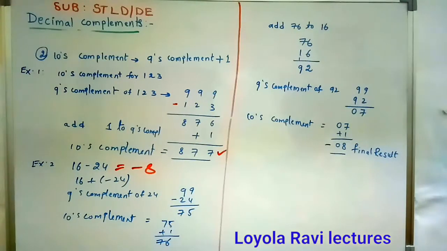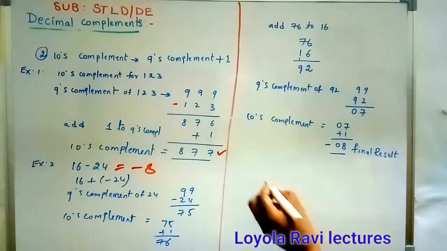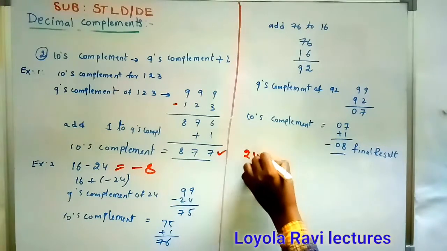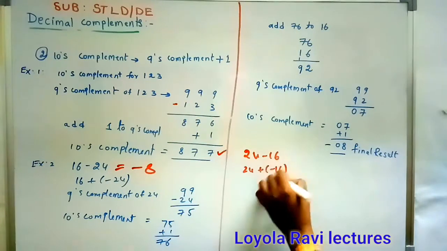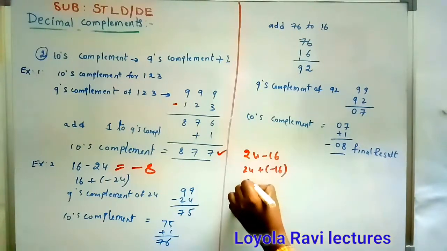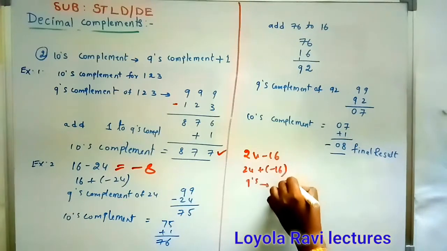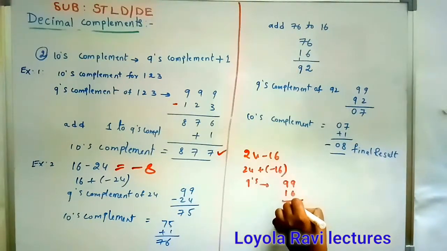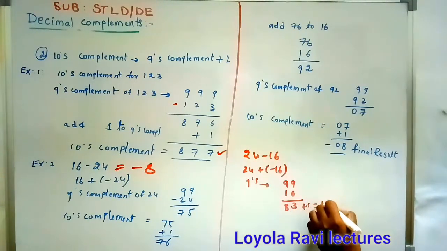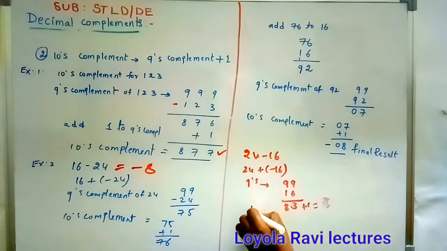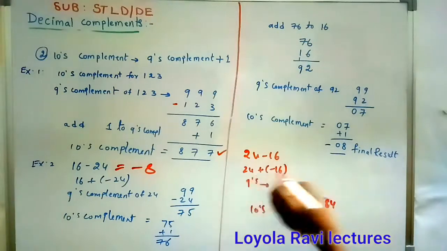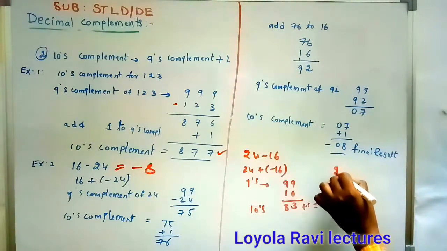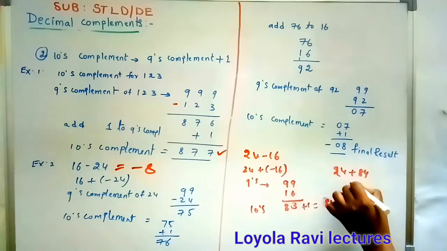So like this we can do any type of example. For example, I am subtracting 24 minus 16. It may be written as 24 plus of minus 16. For the 16 we first find the 9's complement. 99 minus 16, what will we get? 83. Plus 1, that is the 10's complement. The 10's complement of 16 is 83 plus 1, 84. Add 84 to the 24.